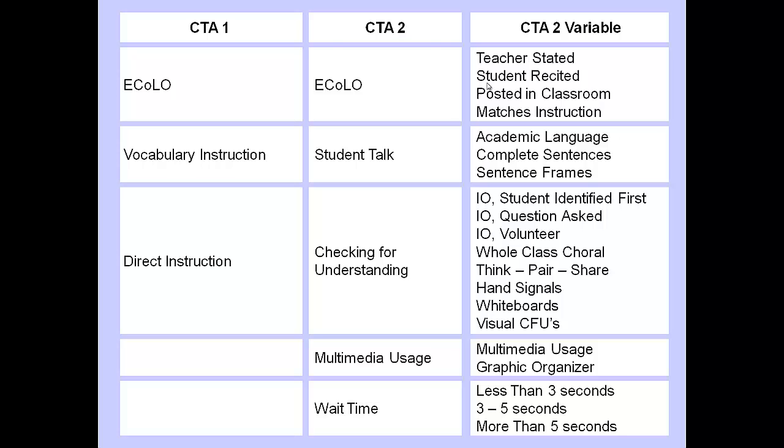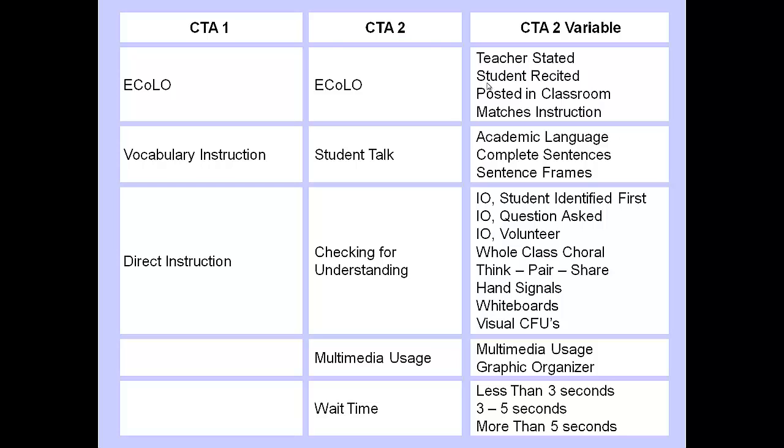Under checking for understanding, your academic coach will also be looking for whole class choral questions, think, pair, share checks for understanding, hand signals, whiteboards, and visual checks for understanding. A visual check for understanding is simply when the teacher circulates amongst students and visually checks student work to see if students are appropriately performing the task at hand.